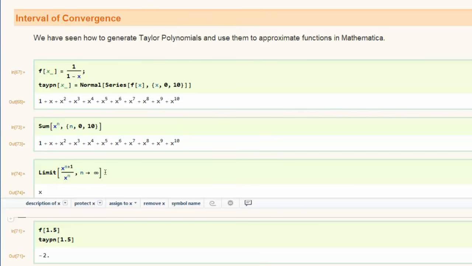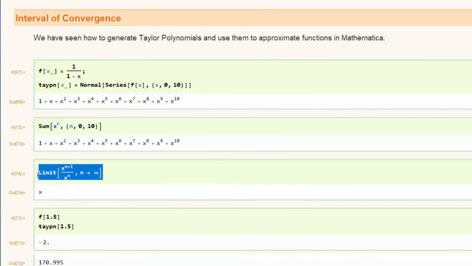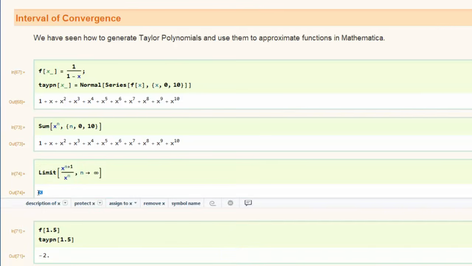And the idea is I know that whenever the absolute value of this limit of the ratio is less than 1, my series will converge. So that tells me my series converges when the absolute value of x is less than 1. So between negative 1 and 1, my series will converge, which explains why it's a good approximation at 0.5, but not a good approximation at 1.5.